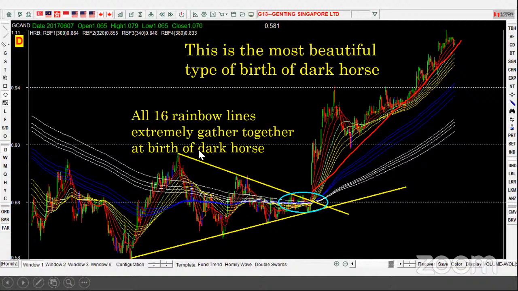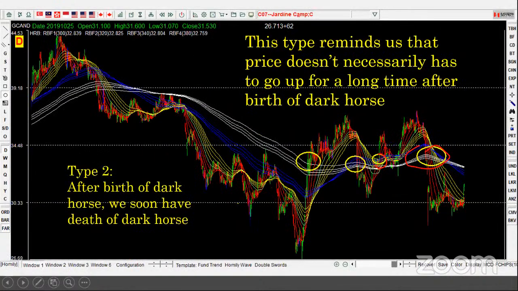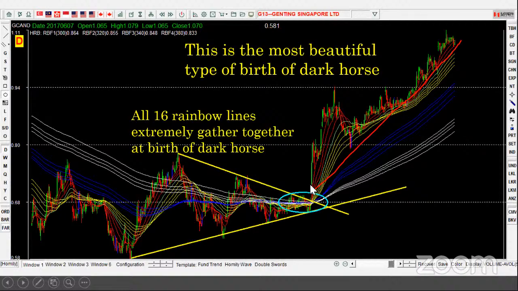But before that, we have a lot of struggles. We have a triangle pattern here. This is a triangle, right? When finally the price breaks up the triangle with an upward gap here, then that is the beginning of the long-term uptrend.